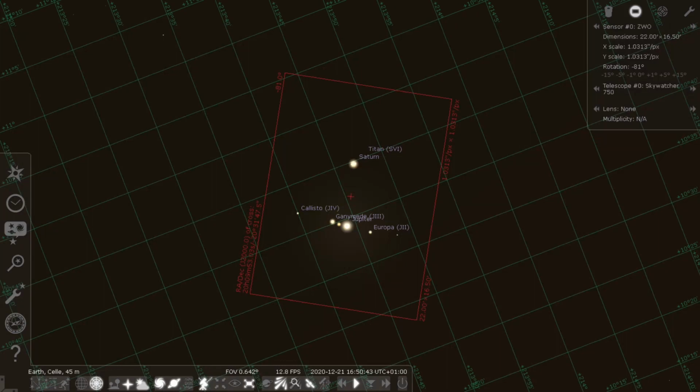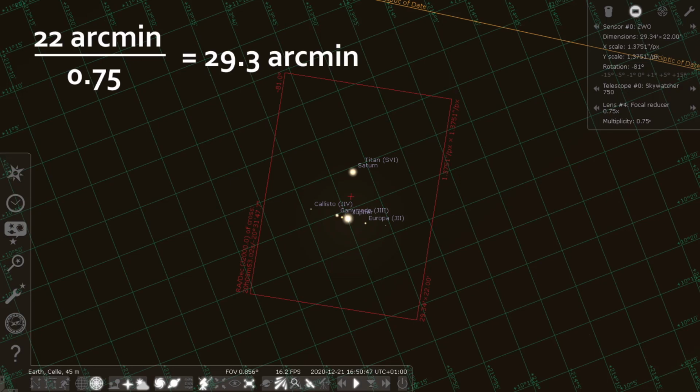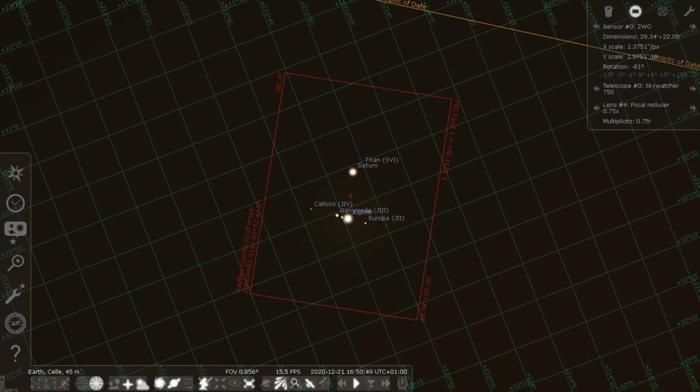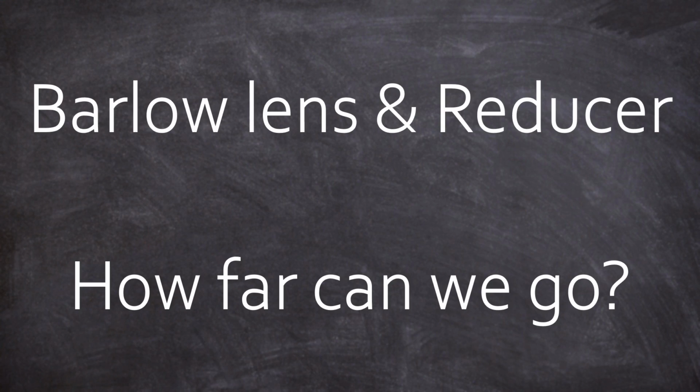Okay, having a look at the field of view. Given the previous field of view of 22 arc minutes in width, divide this length, so 22 arc minutes, by the factor of the reducer, 0.75, and you get 29.3 arc minutes. This means you increased the field of view and thereby effectively reduced the so-called magnification. Okay, that's all clear and stuff. But it leads us to the question, how far can we go? I mean the upper and the lower border.